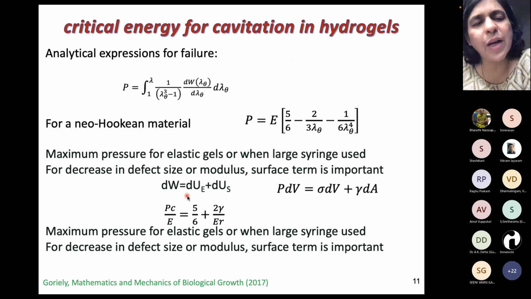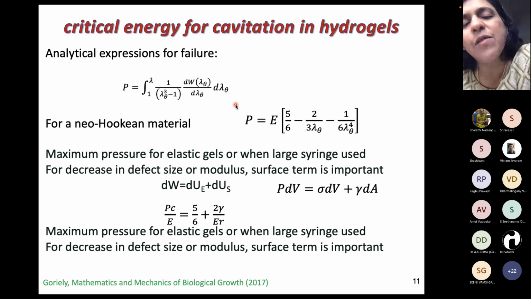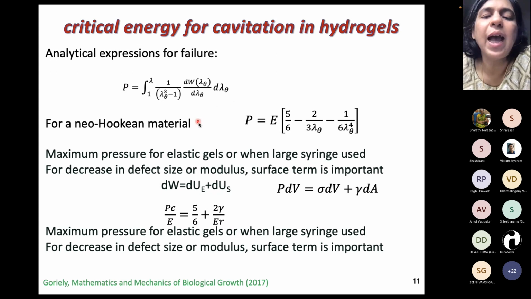So the next point was, how can we come up with expressions for computing the critical energy for failure? What we have done is we have used the expression for pressure as a change in the strain energy with respect to lambda theta for a spherical bubble which is growing inside this hydrogel. And we have used this W strain energy function for a neo-Hookean material. And you can see that the relation works out to be this very classic relationship where pressure is E into 5/6. And you have these other terms which come in the denominator of 1 by lambda theta and lambda theta to the power 4.